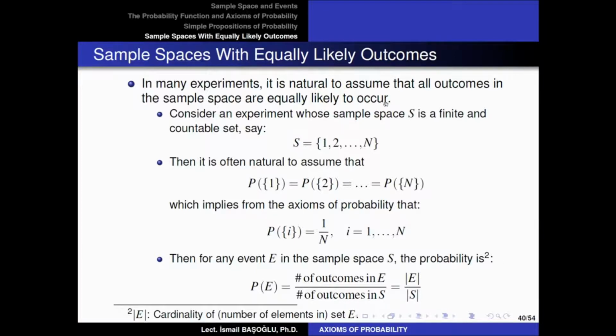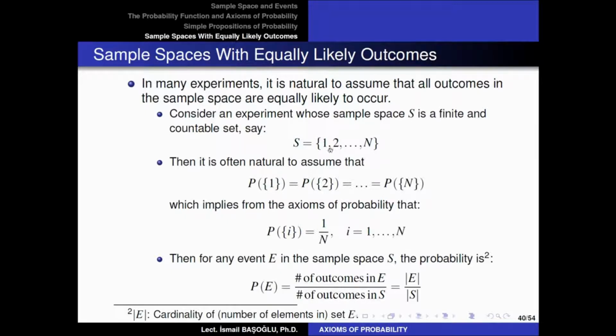occur. Now, suppose we have a sample space S, and it is finite. We have a countable number of outcomes in that sample space. And as we have said, it is natural to assume that the probability of each outcome in the sample space is equal to each other. So here, if you take the capital N equal to 6, you are going to get the sample space of the experiment where we toss a fair die, and each probability assigned to each integer from 1 to 6 is going to be equal to each other. So this is the assumption of a fair die.